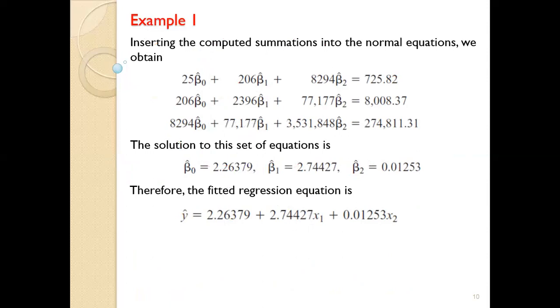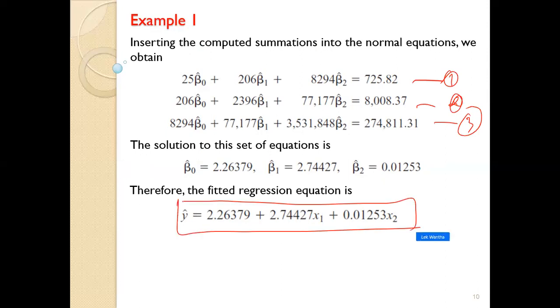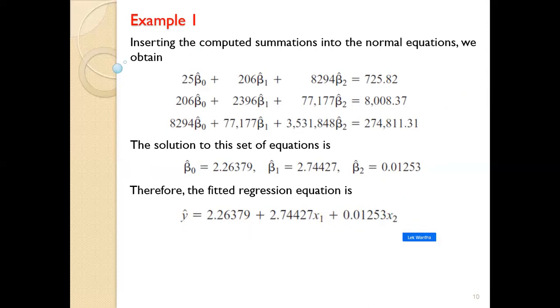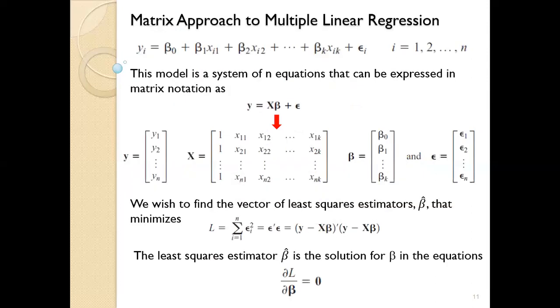You get the matrix. We have three equations: equation 1, equation 2, equation 3. And then we have three unknowns, beta 0, beta 1, beta 2. We have three equations and three unknowns, and we can solve these equations. And then you get beta 0, beta 1, beta 2 like this. This is the equation representing y as a function of x1 and x2. You can use the matrix method for solving this.